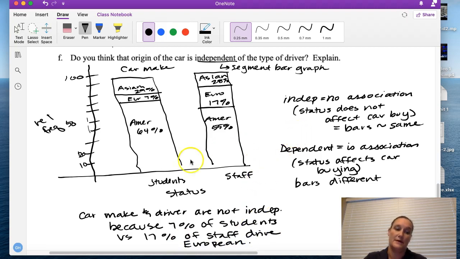Okay, so you need to give some evidence of why you say that they are not independent or that they are independent. Okay, and it needs to come from the graph or from the percents at least. All right, our Asian are actually very similar. You could also maybe give the American percents as an example of how they're different as well. But to me, the biggest difference was the European. So that's how you tell if it's independent or not, is by the segmented bar graph.